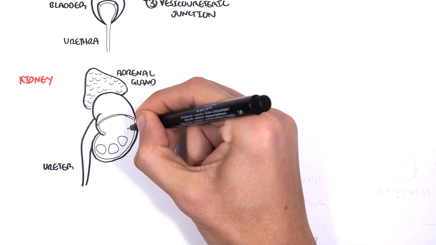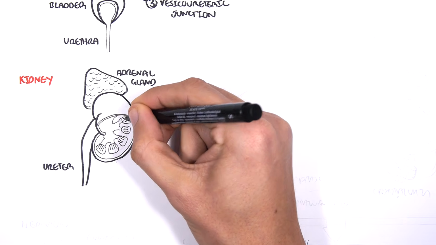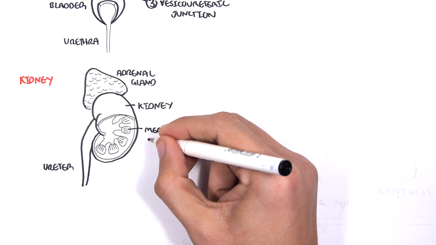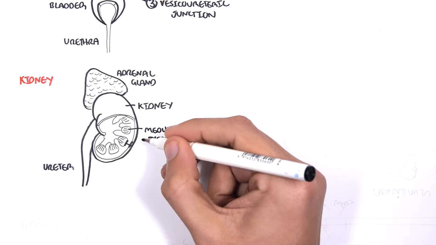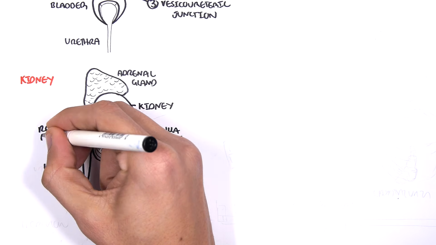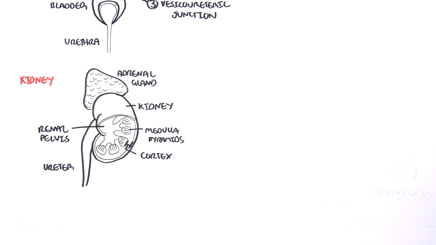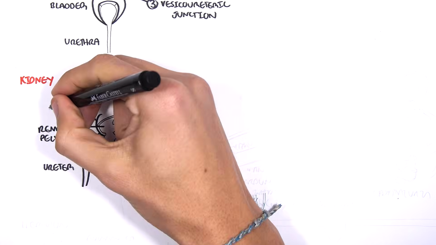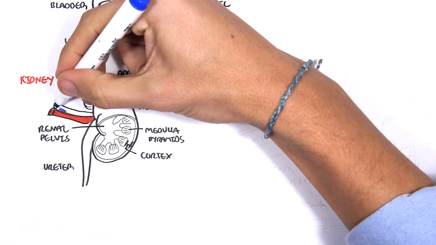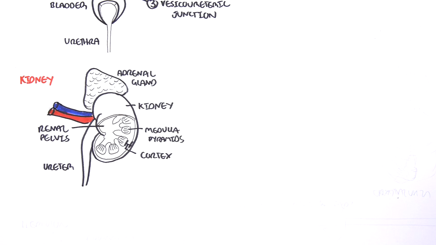Looking inside the kidney, it consists of pyramids called the medulla pyramids. Surrounding the medulla pyramids is the cortex. The tip of the medulla pyramids joins and forms the calyx. The calyces then join together and drain into the renal pelvis. The renal pelvis has a renal artery and renal vein entering and exiting it.